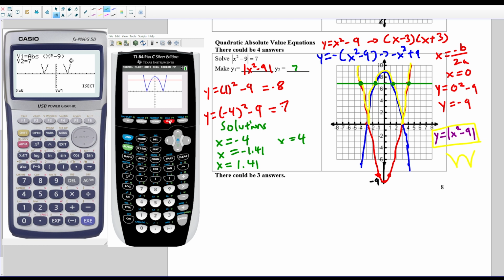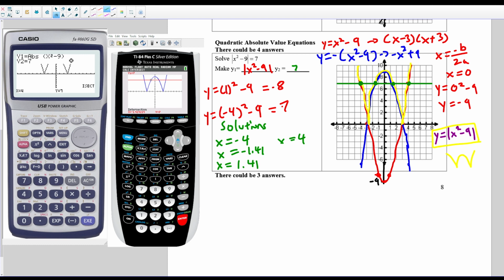We're going to hit second trace. We're going to go to intersect, so number 5. And maybe I'll just do this one right over here. 1, 2, 3. And we get negative 1.41, just like we did on the Casio calculators. Now, I'm not going to do all 4 for the interest of time, but you can see that we would get the exact same result no matter what.